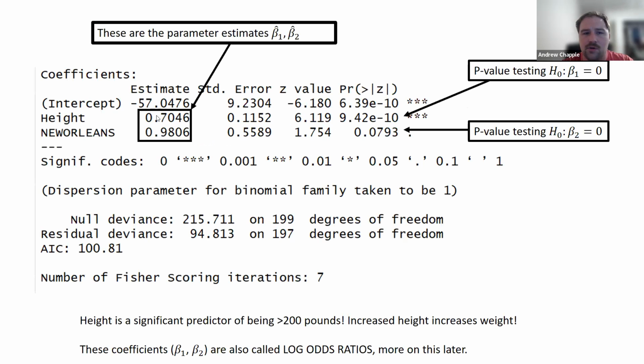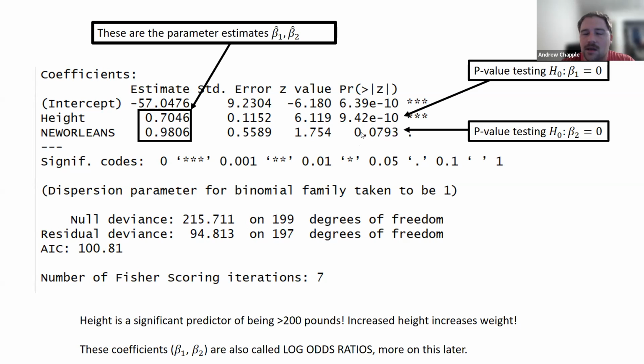So here I get an overall parameter estimate for beta 1 hat and beta 2 hat. If I want to get an odds ratio, you would exponentiate these. So it'd be e to the 0.7. I also get a p-value for testing whether they're equal to 0. This first p-value is testing whether beta 1 equals 0, which means height does not impact your risk of weighing over 200 pounds. And the second p-value is for testing whether New Orleans impacts your risk of being over 200 pounds. Our interpretation here is that increased height does significantly change the risk of being over 200 pounds. And because this coefficient is positive, that means increased height increases your risk of being over 200 pounds.